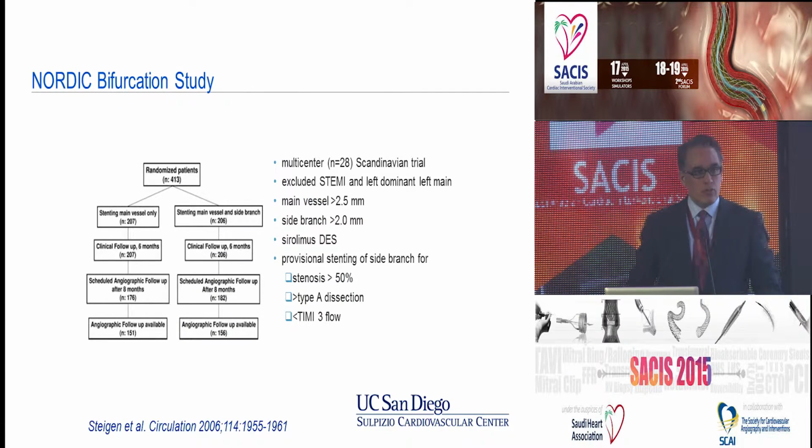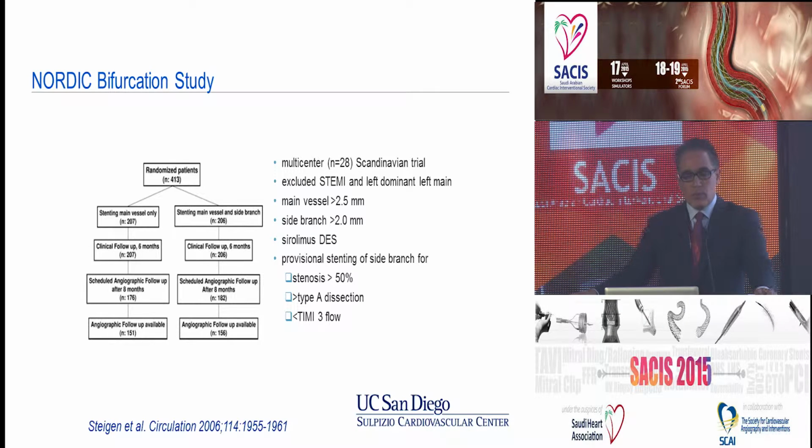The first major study that addressed this in a randomized controlled manner is the Nordic bifurcation study. Just over 400 patients were randomized to the single stent versus the two-stent approach. It's a multi-center trial, 28 centers in the Scandinavian countries. Essentially, an all-comer inclusive trial. STEMI patients and left-dominant left main were the only exclusions. The side branch was 2 millimeters or greater. Main branch had to be 2.5 millimeters or greater.